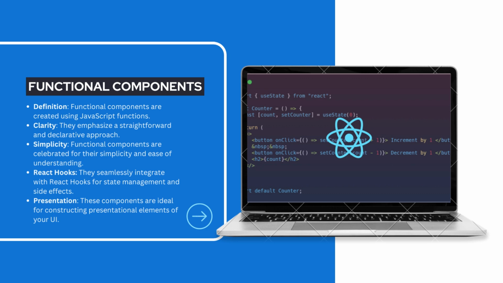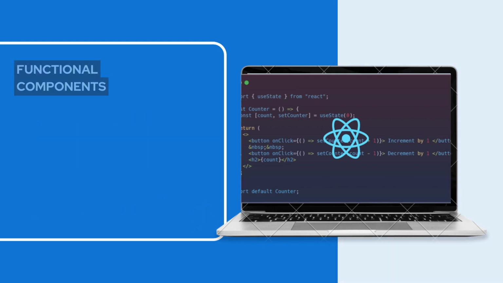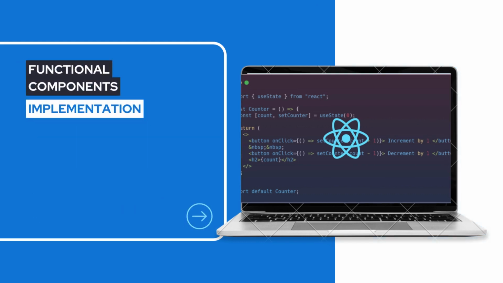Functional components are created using JavaScript functions. They emphasize a straightforward and declarative approach. Functional components are celebrated for their simplicity and ease of understanding. They seamlessly integrate with React hooks for state management and side effects. These components are ideal for constructing presentational elements for your UI.